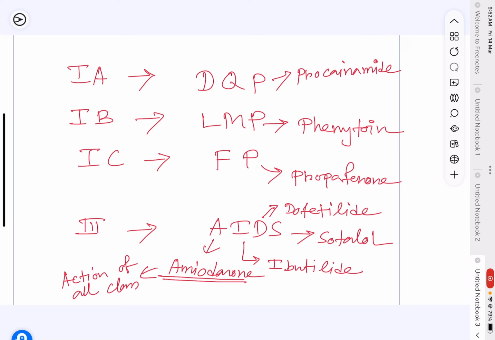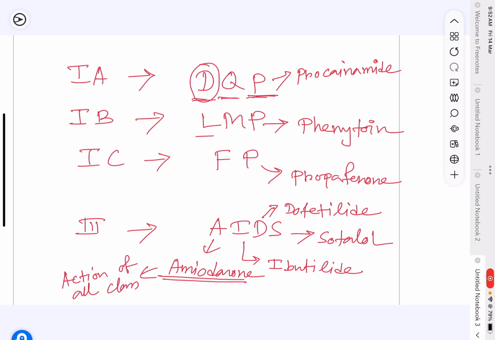And again, what are the drugs in class 1A? DQP, you can remember. DQP stands for disopyramide, the drug which we are using in HOCM, quinidine and procainamide. So remember DQP, disopyramide, quinidine, procainamide. In these three, disopyramide is the one that is mostly used. So that is why we are using disopyramide, not quinidine, not procainamide.